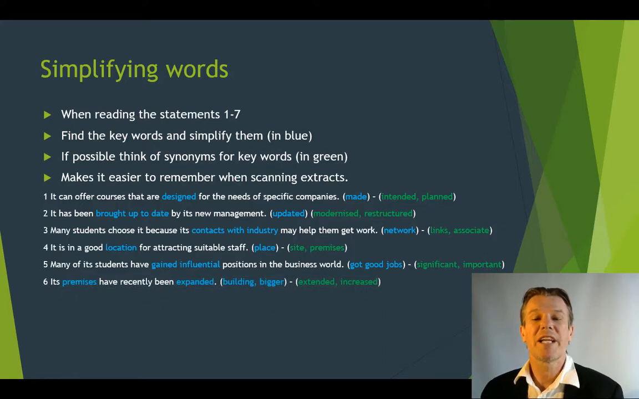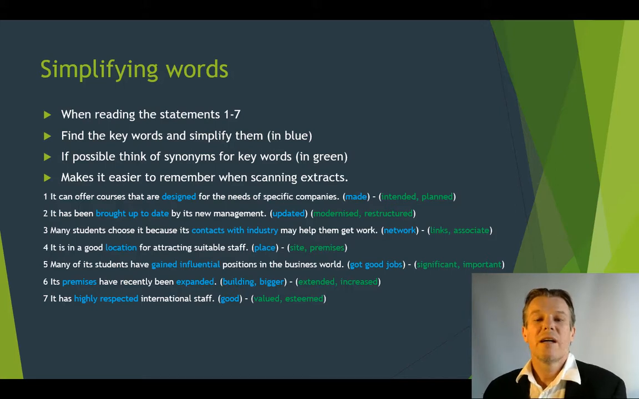Again, with 6, I've got its premises have recently been expanded. So an easier word for premises is building. Expanded meaning, they've got bigger. And synonyms extended, increased. And then we've got number 7, it has highly respected international staff. So an easy word for this is good. So again, when I'm scanning the text A, B, C, D, I'm looking for a word that's similar to good. Synonyms that could come up are valued or esteemed.